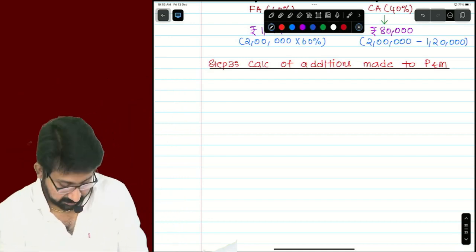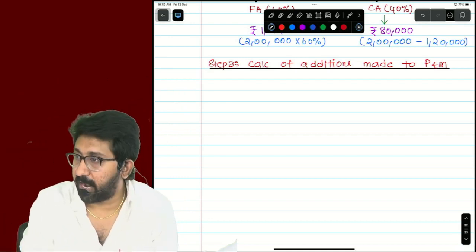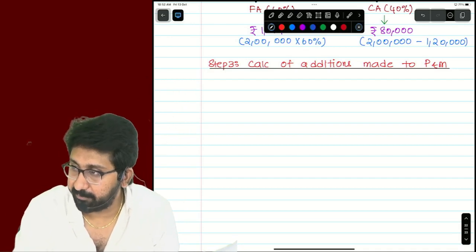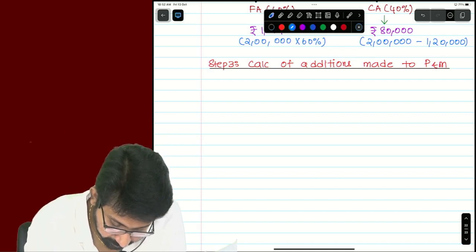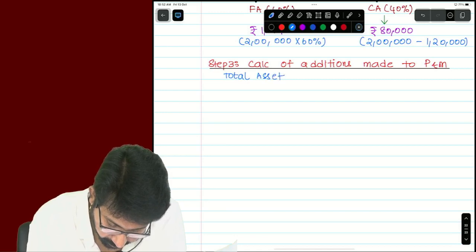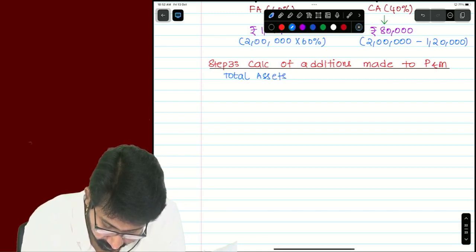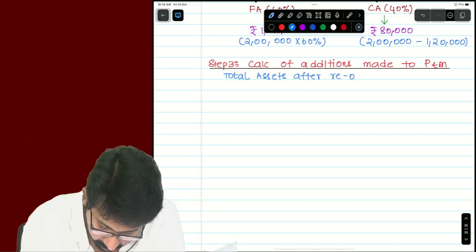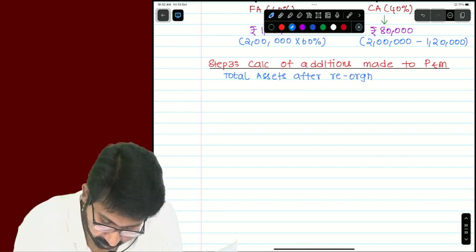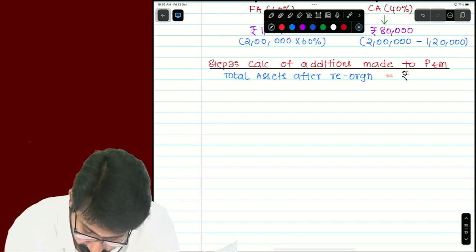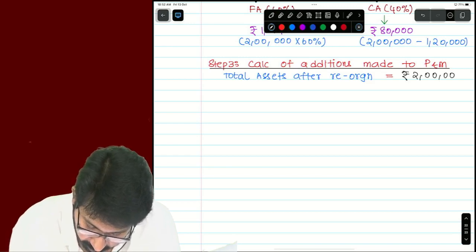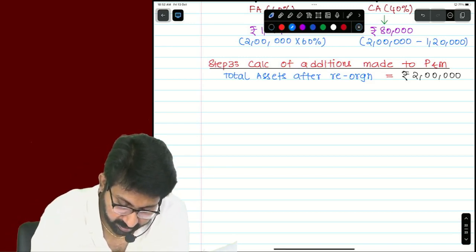Let's go into the next one. Calculation of additions made to the plant and machinery. Hey, write it down.